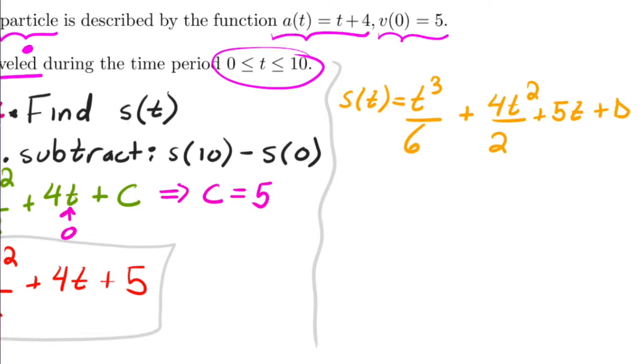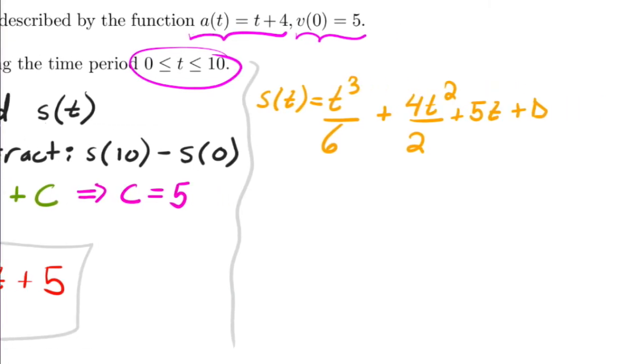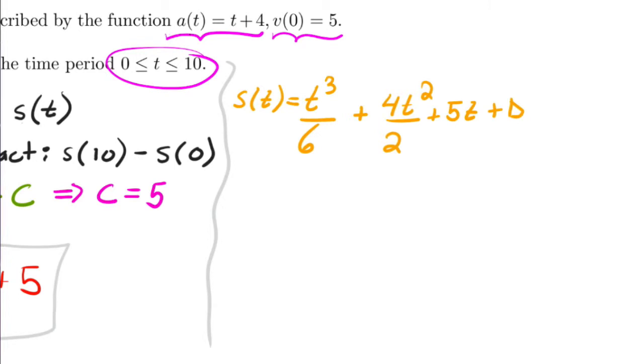Now you might be thinking, wait a second, I don't know what d is. How am I going to find the position if I don't have any information to find d? But actually, it doesn't matter what d is, because d is basically your starting point. If you're trying to find the distance traveled, it doesn't really matter what the starting point is. Since we're going to subtract the ending position minus the initial position, the d is actually going to cancel out. So we won't worry about that.